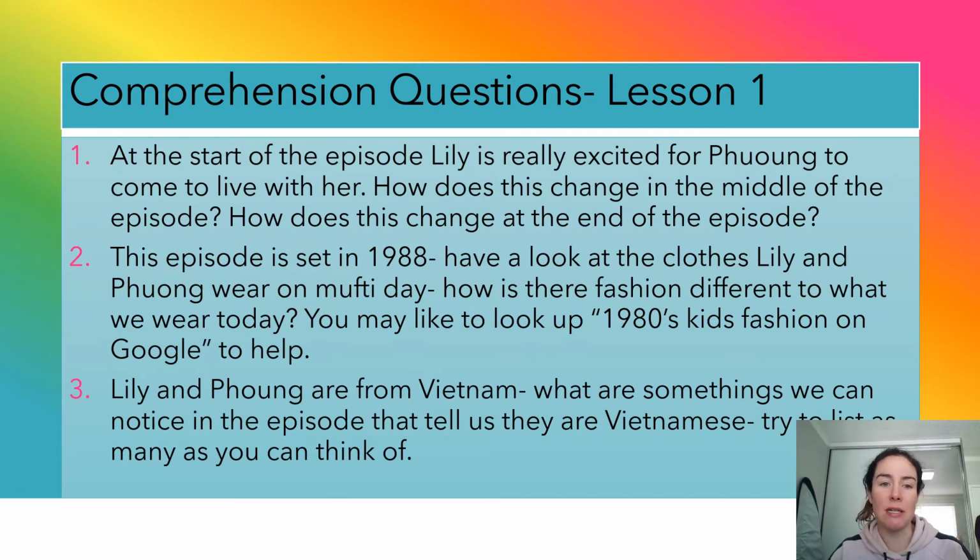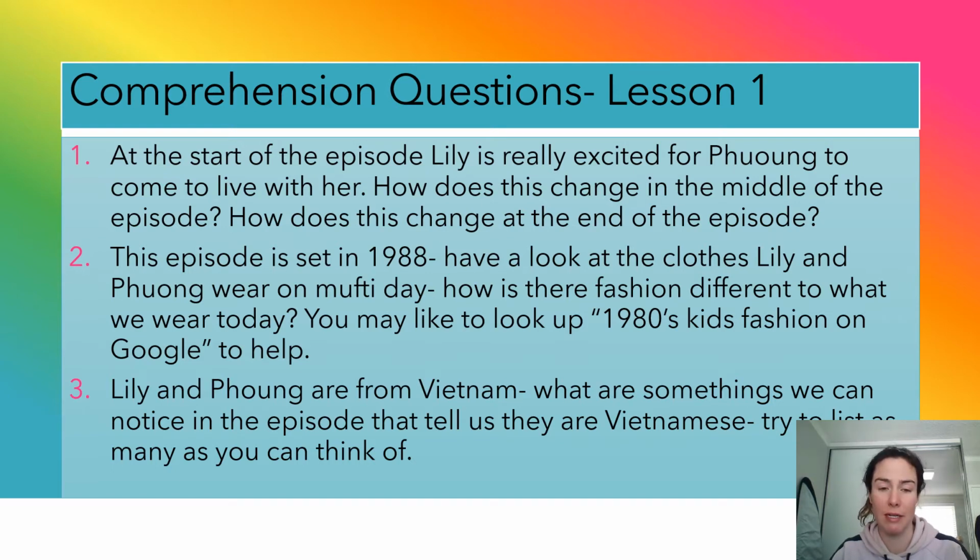So the second question is, this episode is set in 1988. Have a look at the clothes Lily and Phung wear on Mufti Day. How is their fashion different to what we wear today? You may like to look up 1980s kids fashion on Google to help you. So definitely the answer is not that the fashion's the same. They do have a different style of fashion. You'll notice that they are layering their clothes, so they'll wear a skirt and leggings and then socks. And Phung definitely had a bit of a different hairstyle when she came to Mufti Day as well. That is very typical of the 1980s fashion. So that's just another little question. A couple of sentences, doesn't have to be long for you to answer.